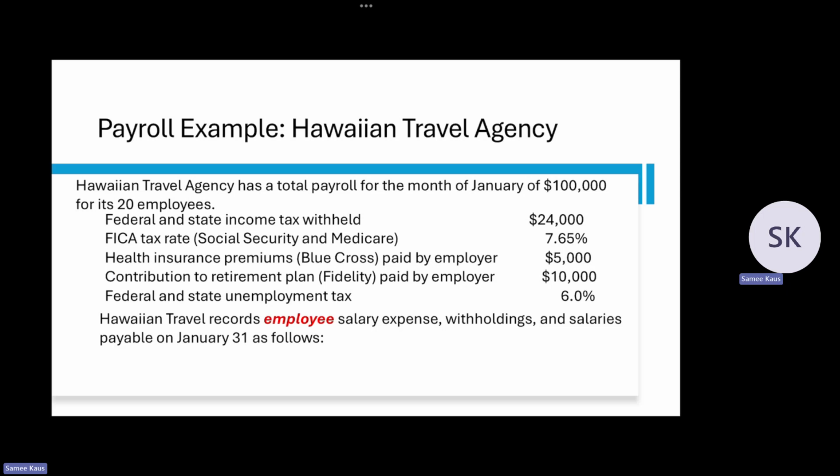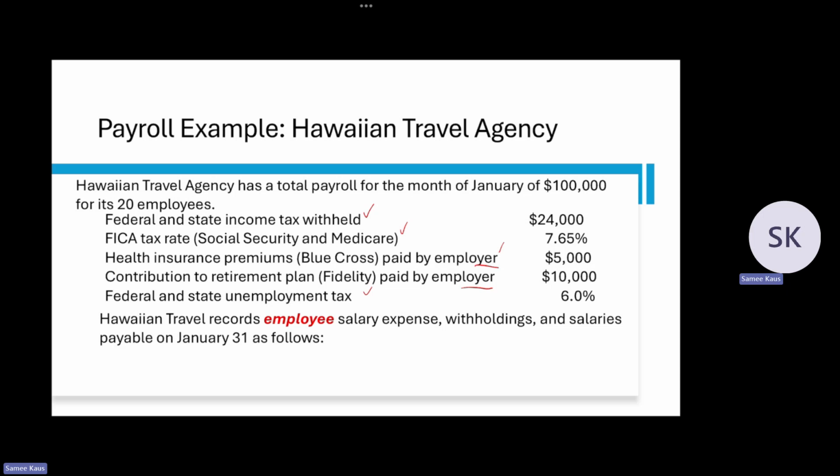Well, let's do this example of a Hawaiian travel agency that has total payroll for the month of January of $100,000 for its 20 employees. Okay. And I have all of these different information pieces. So I have income taxes withheld. I have my FICA. I have health insurance premiums that are paid by the employer, contributions paid by the employer to my retirement. I got some unemployment. And I got to understand, right, what exactly is actually going on.